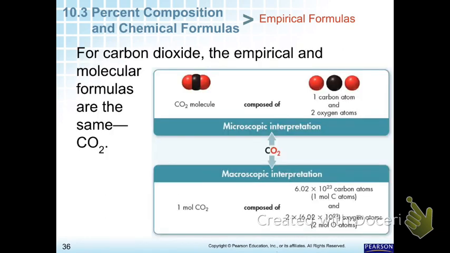For carbon dioxide, here's an example where they're exactly the same. CO2. You have one carbon for every two oxygens. That's a 1 to 2 ratio. You cannot get any smaller than that. So the empirical formula and the molecular formula is exactly the same. So if you're going to write down an example where they are the same, that would be it.